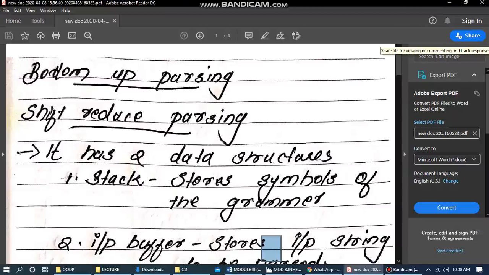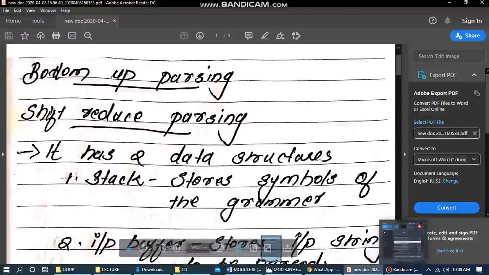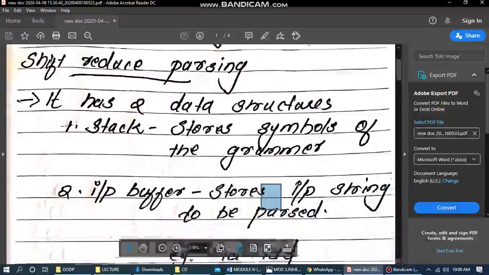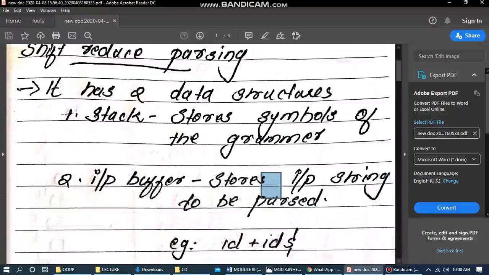In bottom-up parsing, the first technique to be used in order to perform bottom-up parsing is shift reduce parsing. Shift reduce parsing means two actions are there, shift and reduce. These two actions are the predominant actions to be performed in shift reduce parsing. In shift reduce parsing, we use two data structures. The first one is the stack and the second one is the input buffer.